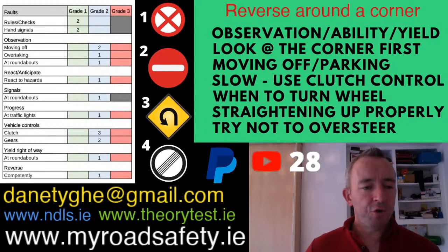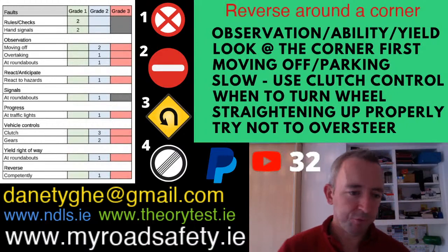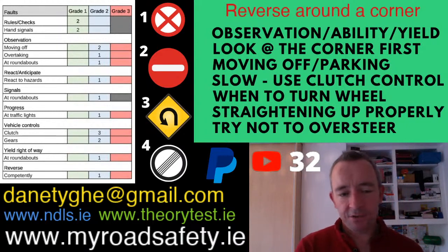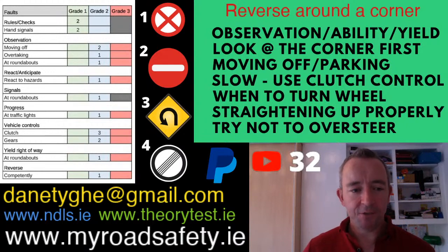On the reverse around the corner, your reversing light comes on, so there's no need to indicate on the reverse around the corner. But if you do, it's no problem. Absolutely no problem. Just use it if you want. Just remember, if you do indicate on the reverse around the corner, make sure to indicate right when you move off. Don't get them mixed up. Carl says, thank you and will do.